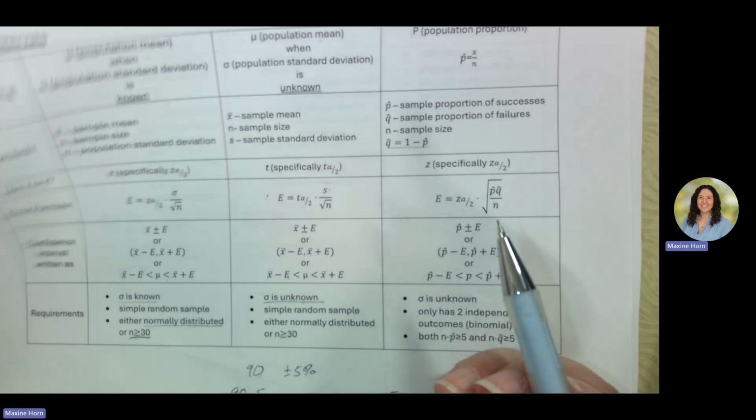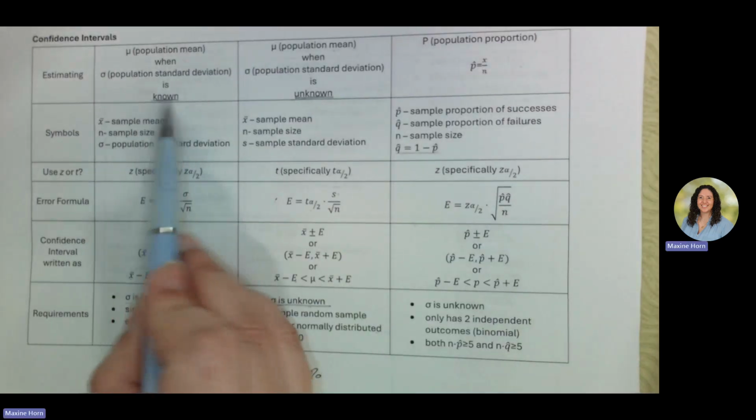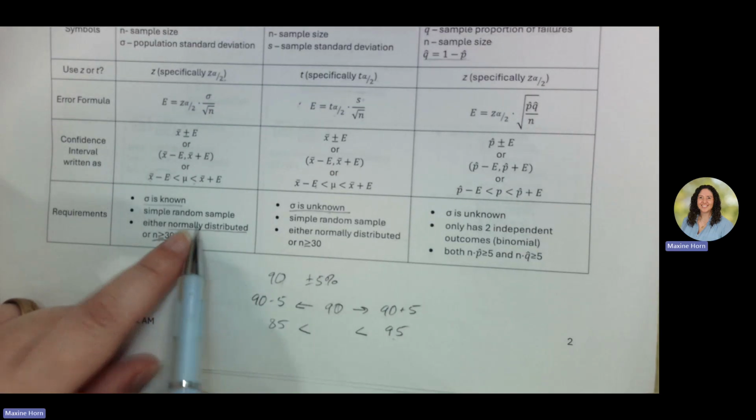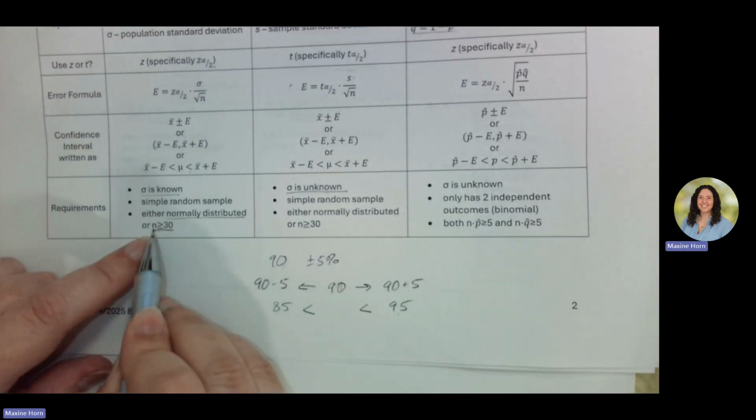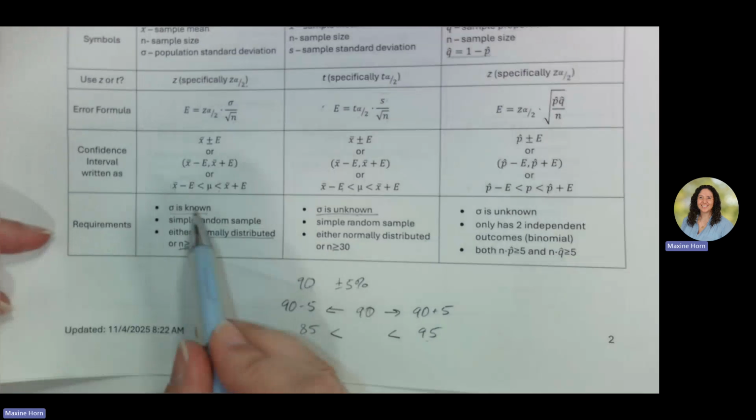Z-scores are done on normal distributions, t-scores are done on t-distributions. Okay, so we were given a population standard deviation. It is known, so we have a z-score, which is a normal distribution, not a t-distribution. Now, they told us that it was normally distributed, right? And they told us that our sample size was greater than or equal to 30, right? Our sample size was 40. So we do meet the requirements.